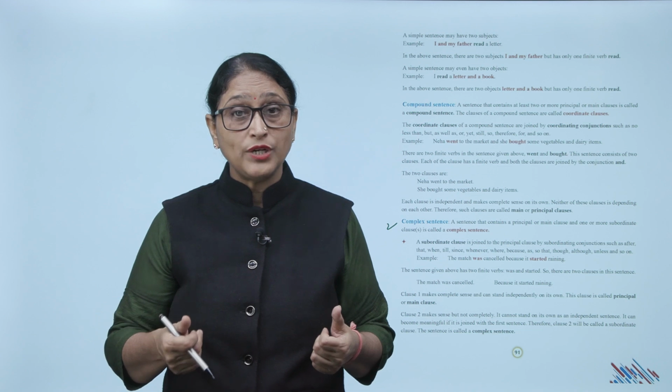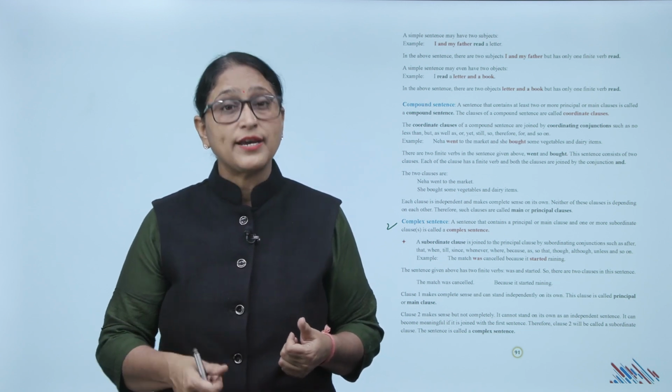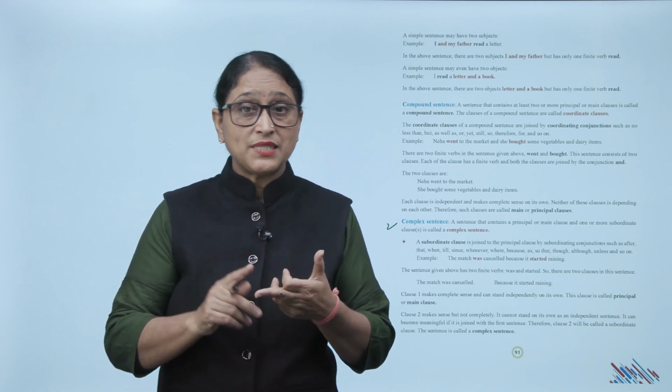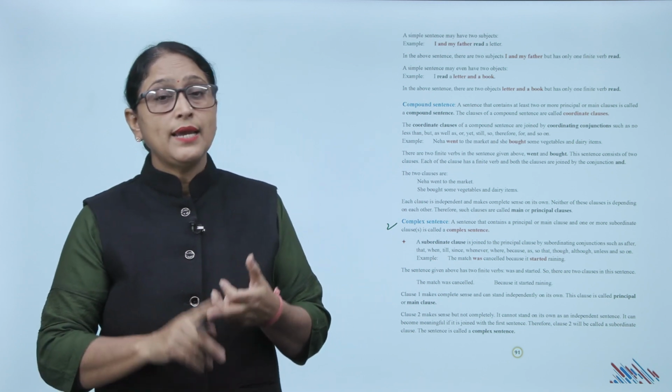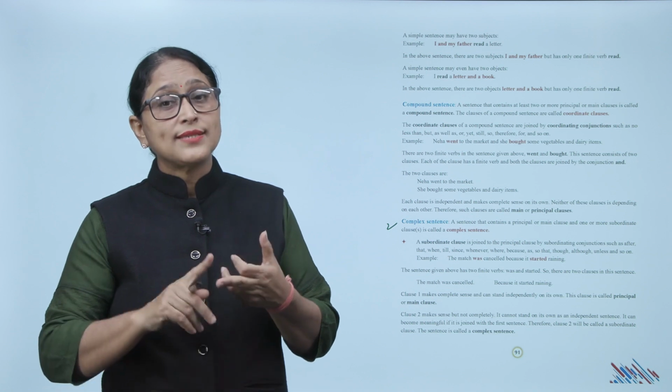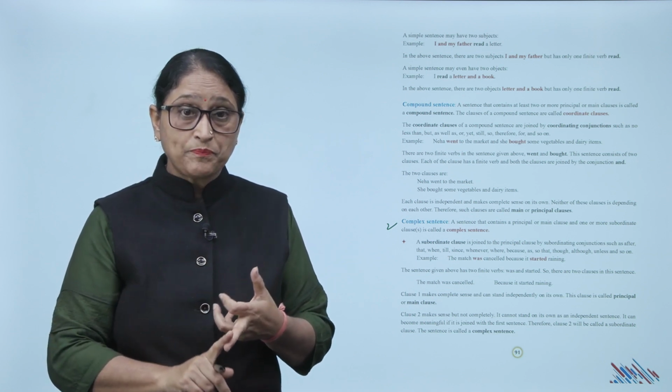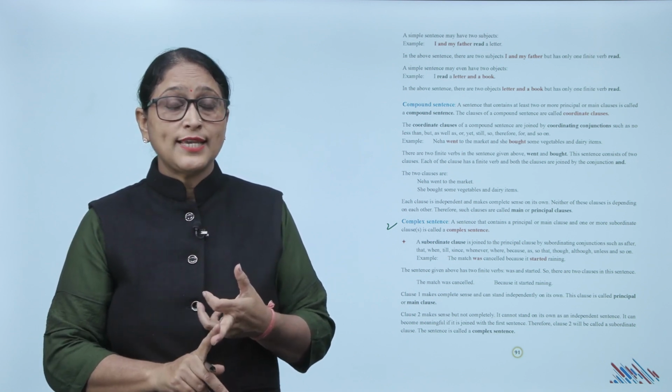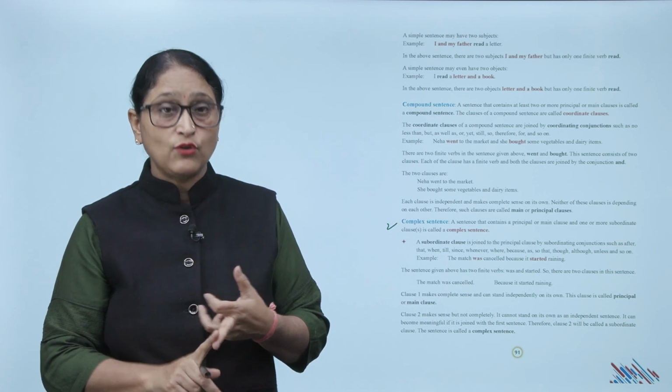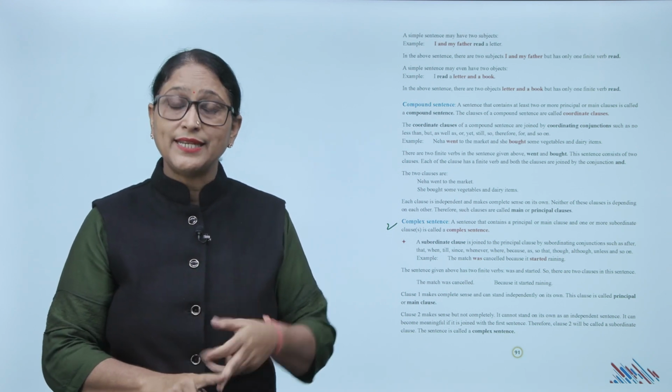Therefore, clause 2 will be called a subordinate clause. The sentence is called a complex sentence. आपका इसमें एक main verb है, principal है और साथ में subordinating clause है. जो subordinating clause है उसकी meaning अपने आप में clear नहीं है. उसको अपना meaning clear करने के लिए main sentence के ऊपर depend होना पड़ता है.